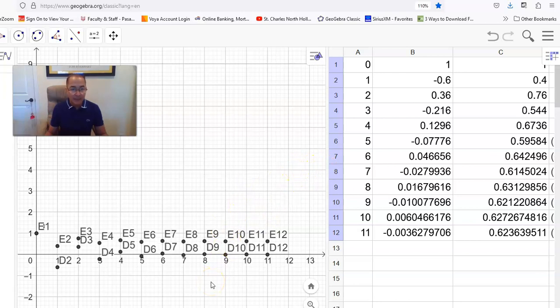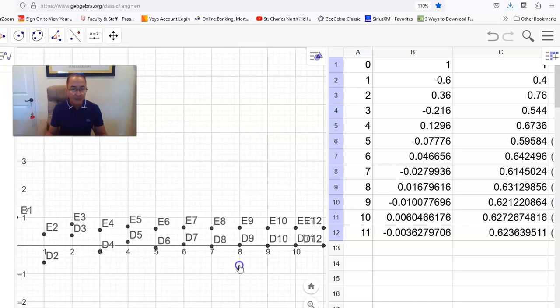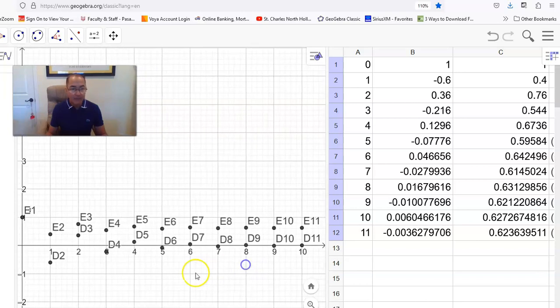Let's make this a little bit bigger. So let's zoom in. As you can see, the sequence D1, D2, D3, D4, we saw this happen in our first video. It's an alternating sequence, positive, negative, positive, negative, positive, negative, okay? And the limit is zero.